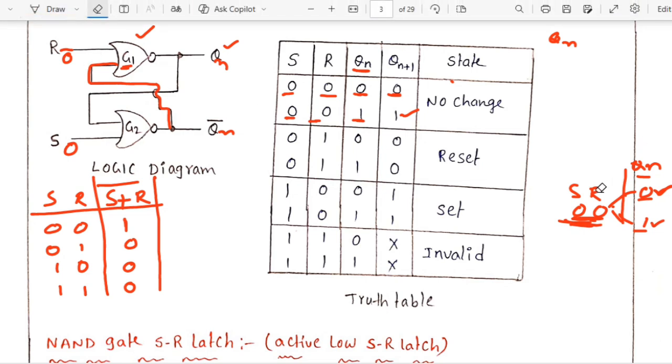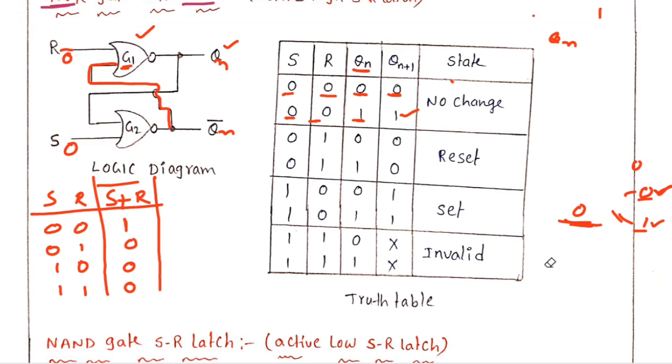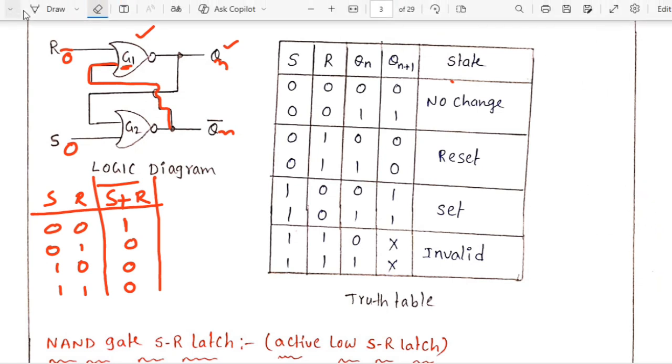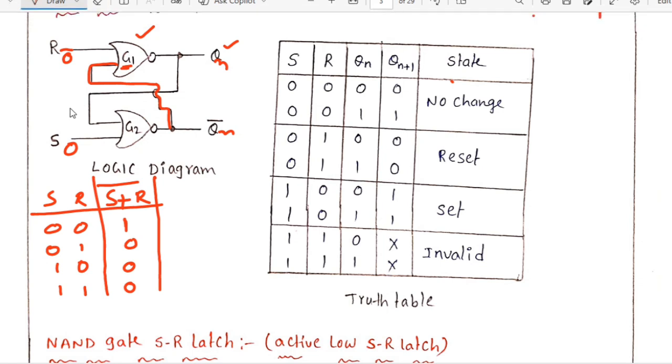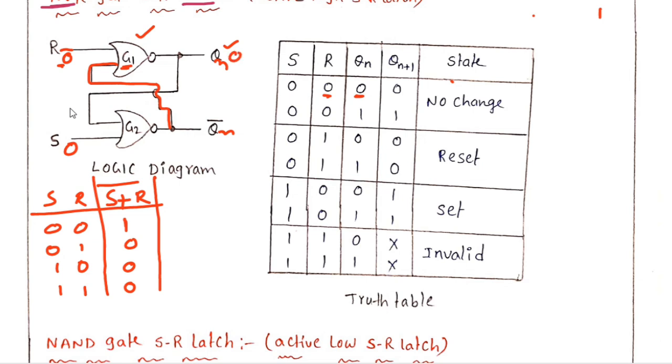Now look at here. I'm taking 0 0 as my first input, and I'm assuming the past output is 0. What is my next state? Look at here. So S equal to 0 and R equal to 0. For R equal to 0, I don't know the previous output, so I'm taking the past output as 0. Now, if I'm assuming this Qn is 0, then 0 is coming here.